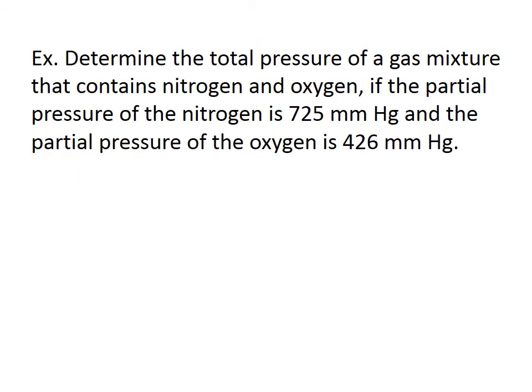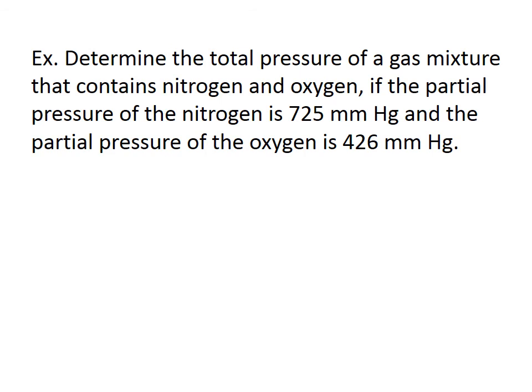Alright, so here we have an example which asks us to determine the total pressure for a gas mixture that contains nitrogen and oxygen. Now, if the partial pressure of the nitrogen is 725 millimeters of mercury and the partial pressure of oxygen is 426 millimeters of mercury, we have to find the total pressure.